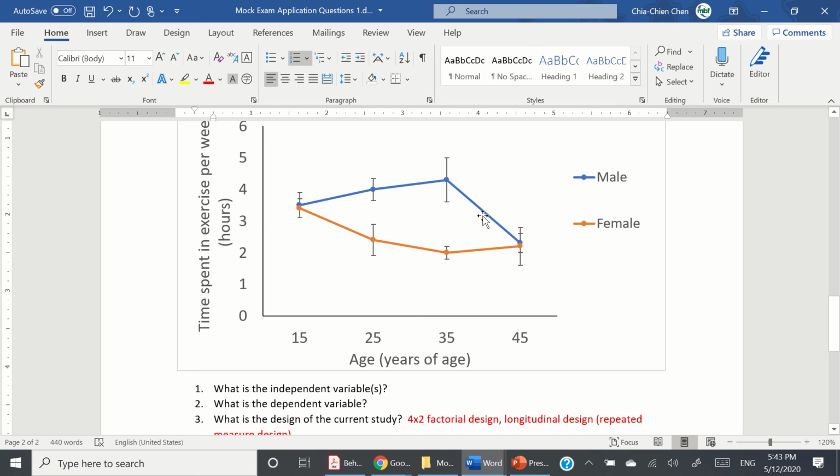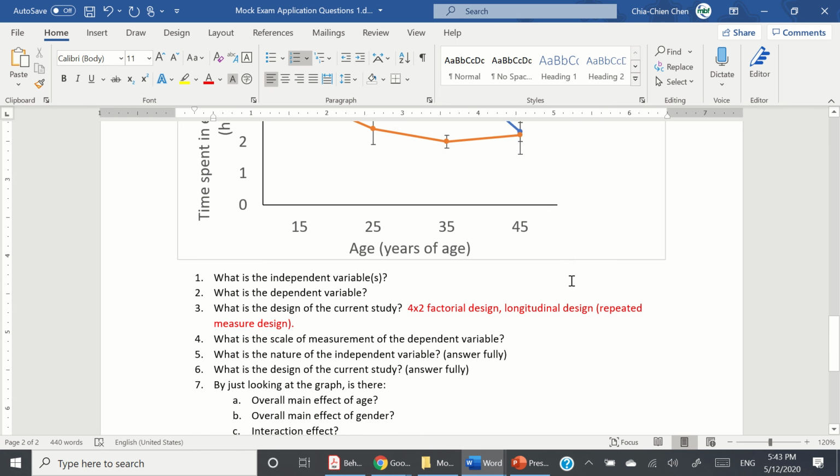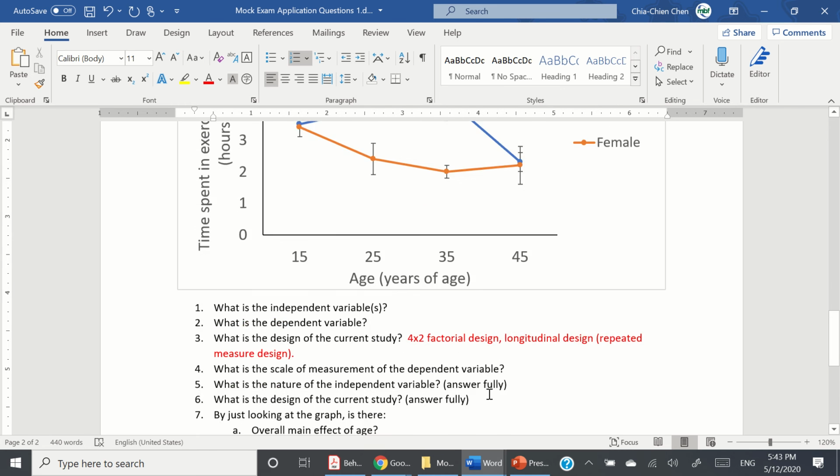Because the error bars are not really matching. The error bar for the upper limit is here, and the error bar for the lower limit is here. They don't overlap. So at least this pair is going to be significant. So there is going to be an overall effect of age. So that's the first one. What about the overall main effect of gender?